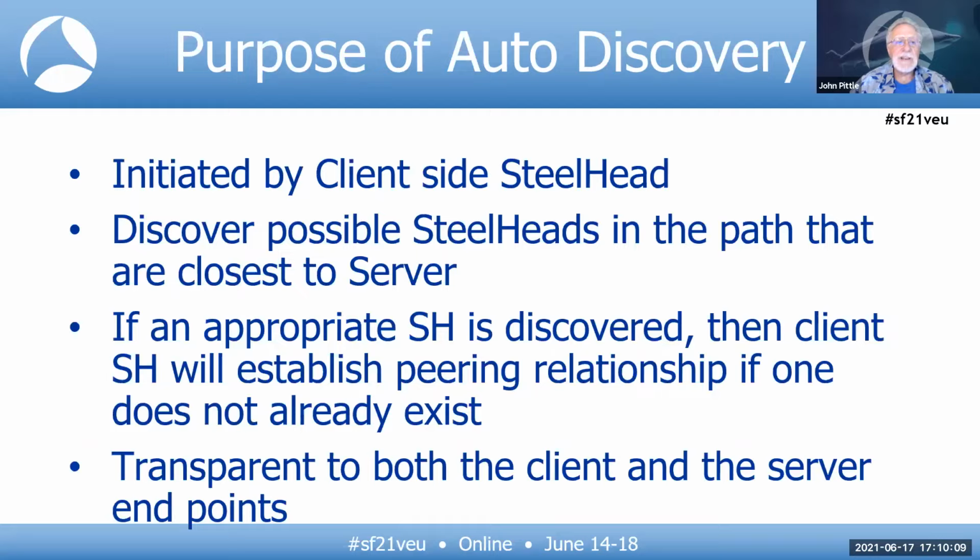The goal is to discover, are there any other steelheads in the path that are close to my endpoint server? And if there are other steelheads in the path close to my endpoint server, let's set up a peering relationship and optimize the traffic. And the endpoint client and the endpoint server are totally oblivious to this happening in the middle of the path. So it's totally transparent.